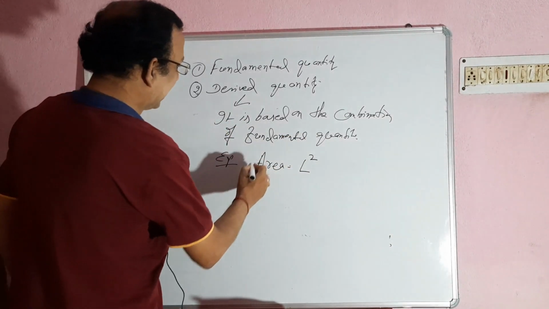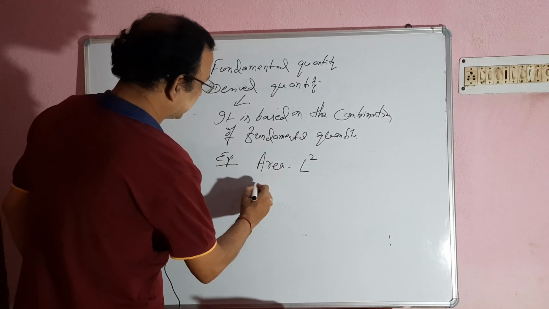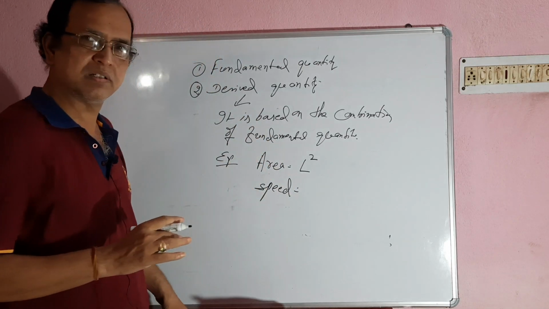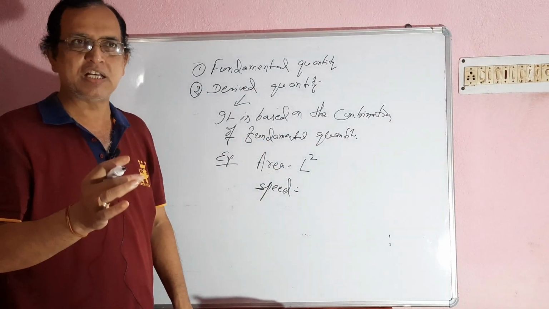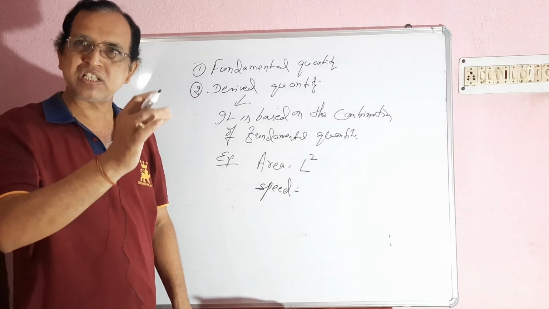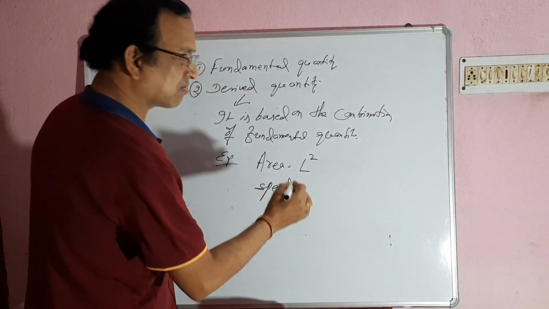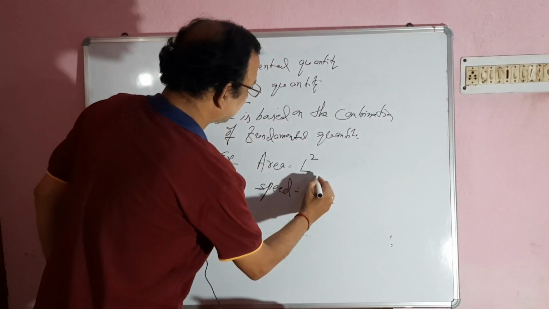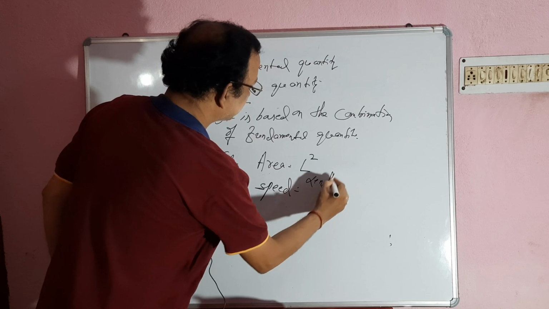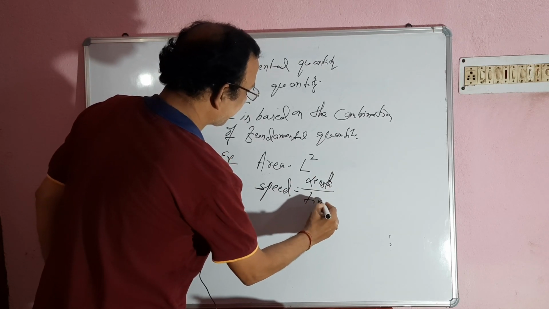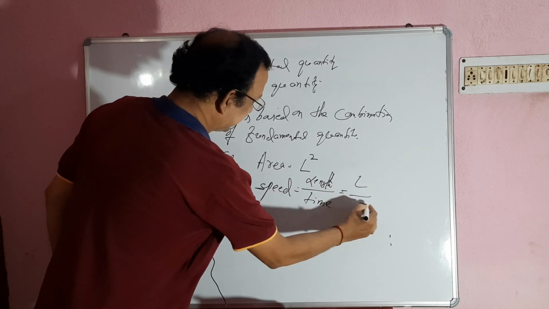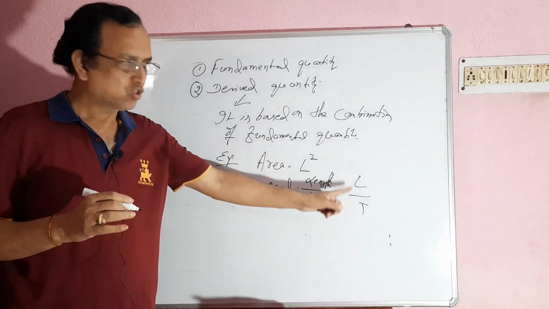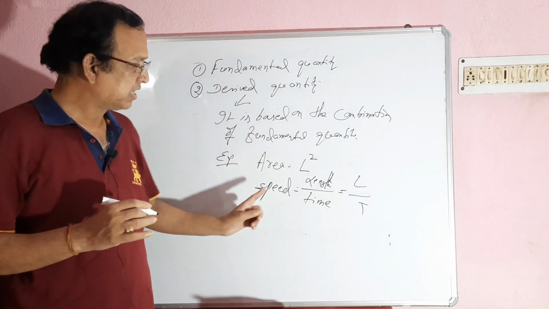Okay, like this, speed. What is speed? Speed is the rate of change of distance, so that is distance by time. Distance means length, so length by time, that is L by T. So it is also a combination of two fundamental quantities, which means it is derived.